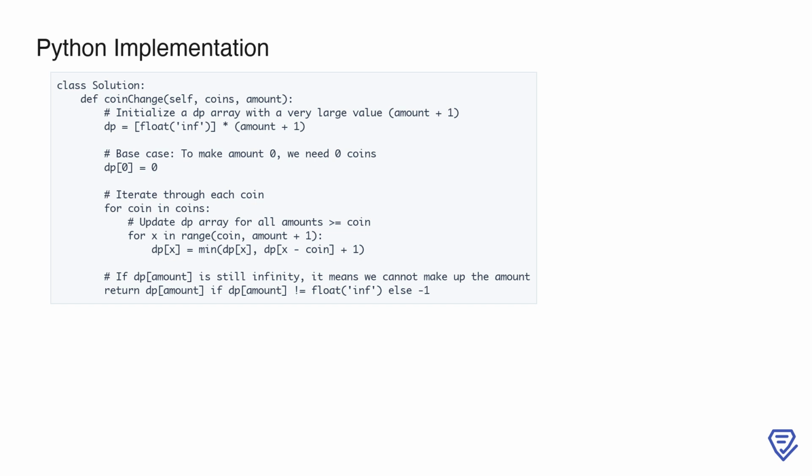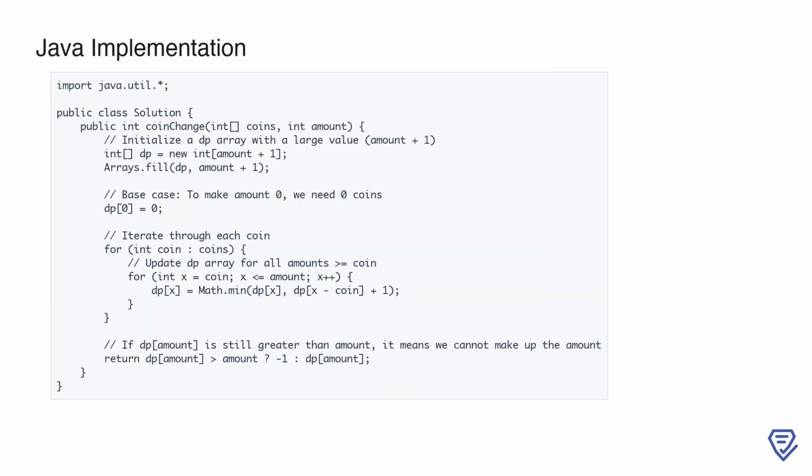This solution has a time complexity of n*m, where n is the size of the coins array and m is the amount. The space complexity is m, due to the DP array. This is the Java implementation of the coin change problem, LeetCode number 322. The logic mirrors the Python solution, using dynamic programming to compute the minimum number of coins needed to make up a given amount.